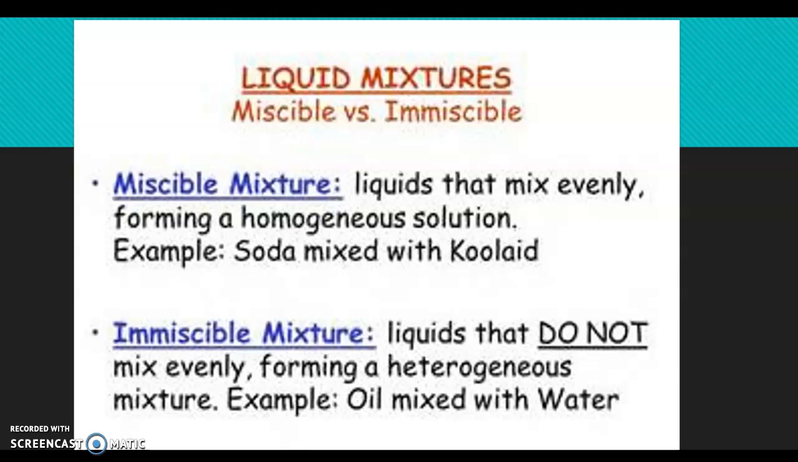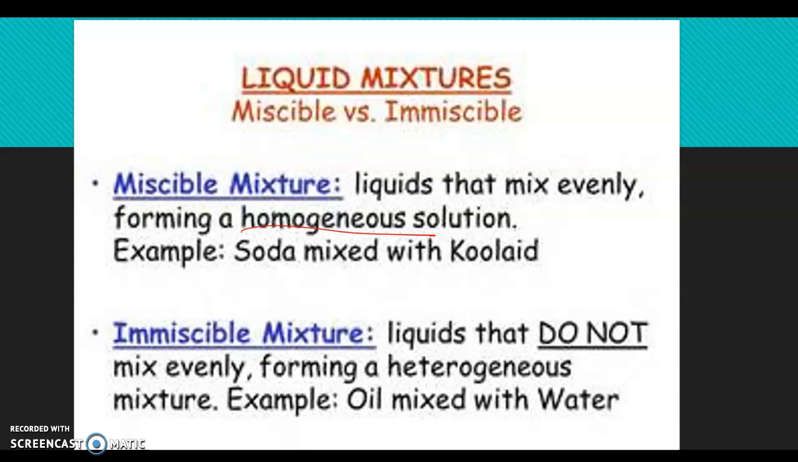In liquid mixtures, we have two types: miscible and immiscible. A miscible mixture is when the liquids mix evenly and form a homogeneous solution, which homo just means the same. So it's the same throughout. If you were to mix soda or Coke with Kool-Aid, I don't know why you would want to do this, and you stirred it, it would be the same throughout. You couldn't see where the Coke starts and ends and where the Kool-Aid stops. It is a homogeneous mixture, so that is miscible.